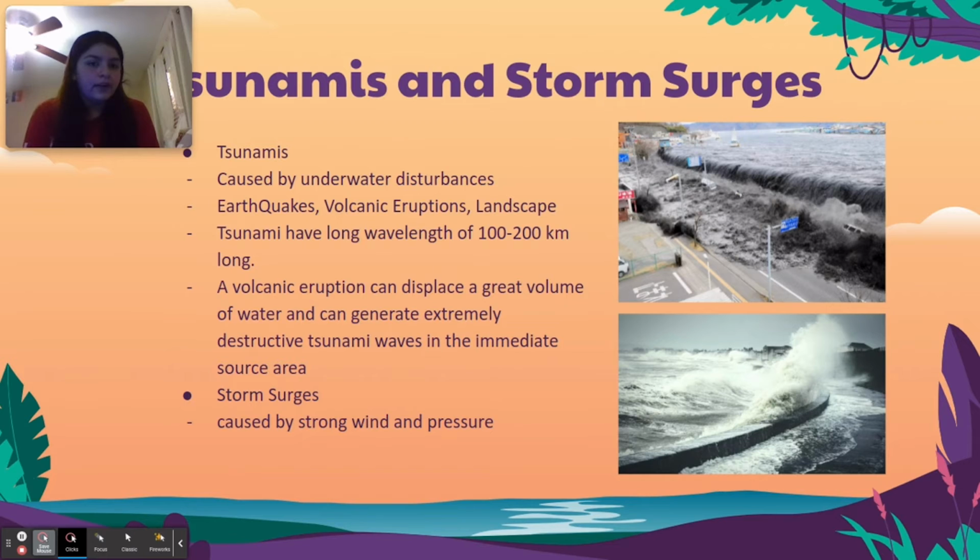They are caused by underground disturbances: earthquakes, volcano eruptions, and landslides. A tsunami has a long wavelength of 100 to 200 kilometers. A volcano eruption can displace a great volume of water and generate extreme destruction. And storm surges are caused by strong winds and pressure, and this is an example of a tsunami and a storm surge. Moving on.